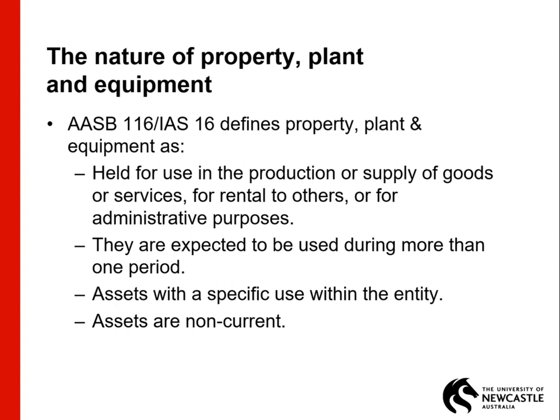AASB 116 defines property, plant and equipment as equipment that is held for use in the production or supply of goods or services, for rental to others, or for administrative purposes. They are expected to be used for more than one period, which means that they will always be classified as a non-current asset. These particular assets have a specific use within the entity. So therefore you can see that they would be a tangible asset.